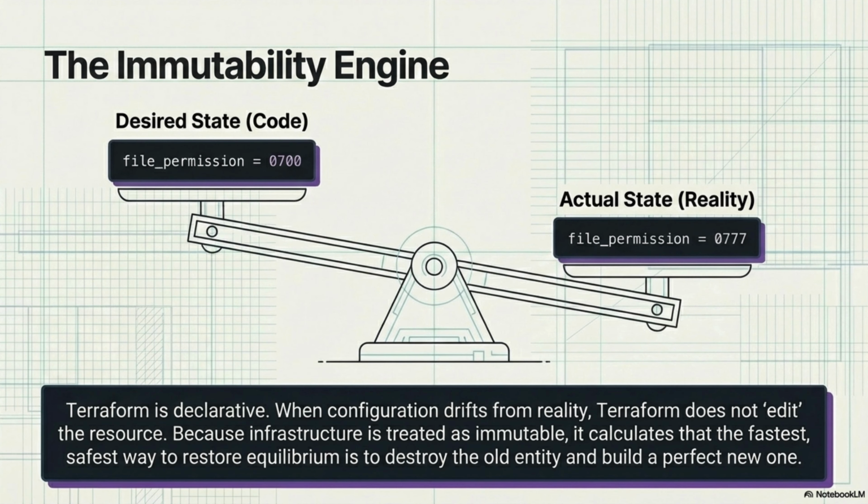The immutability engine. Now let's talk philosophy. Terraform doesn't fix infrastructure. If something drifts from the desired state, it replaces it. As shown in this balance diagram, Terraform ensures both sides match perfectly. This is called immutability, and this is what makes systems reliable.